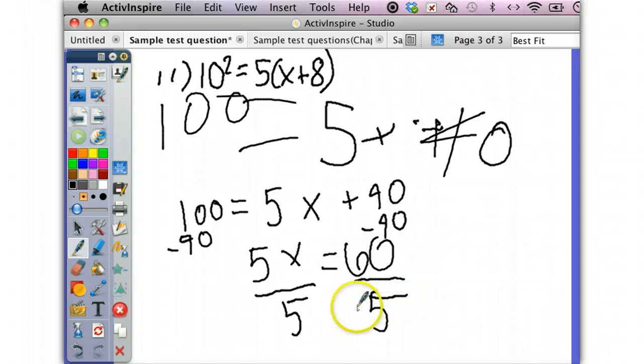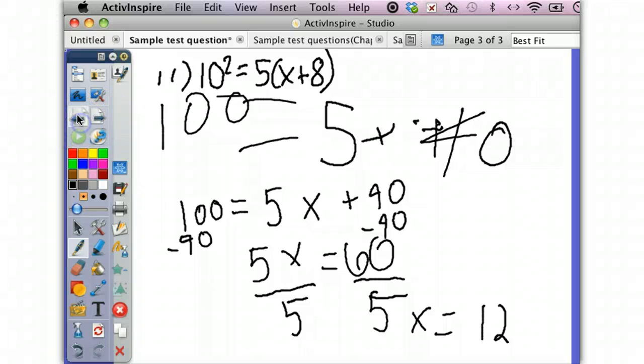All right. So x is equal to 60 divided by 5. Anybody's got that? 12? Yes. All right, a number of people got it. Thank you very much. Let's see where we go from here.